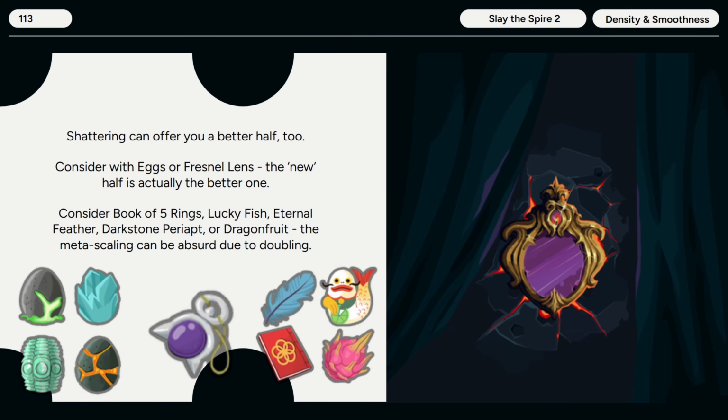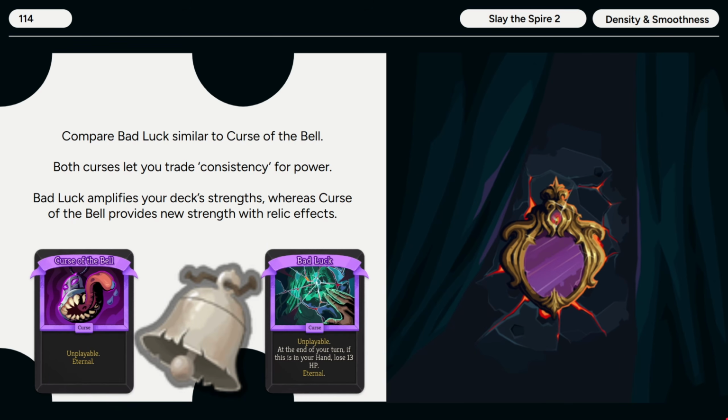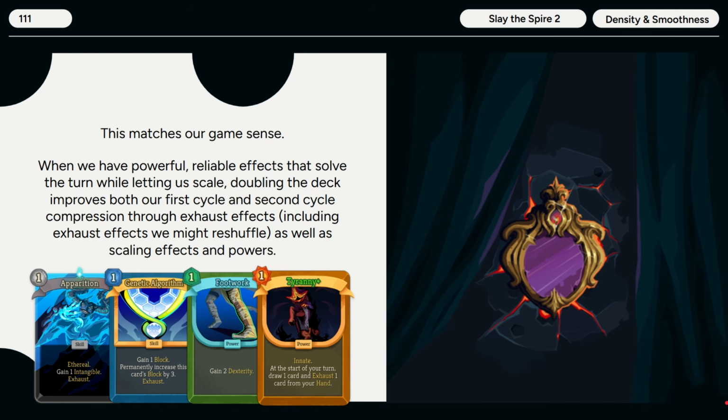Max HP is good for insurance against dead hands. So if the concern is that doubling with the mirror is going to draw you dead hands, well, you're kind of covered for that base, but just by giving you more max HP as well, right? On the topic of Bing Bong, let's compare Bad Luck as similar to Curse of the Bell. Both of these curses let you trade, quote, consistency for power. Bad Luck amplifies your deck's strengths, whereas Curse of the Bell provides new strengths with relic effects. But all of these effects make it worth doubling.